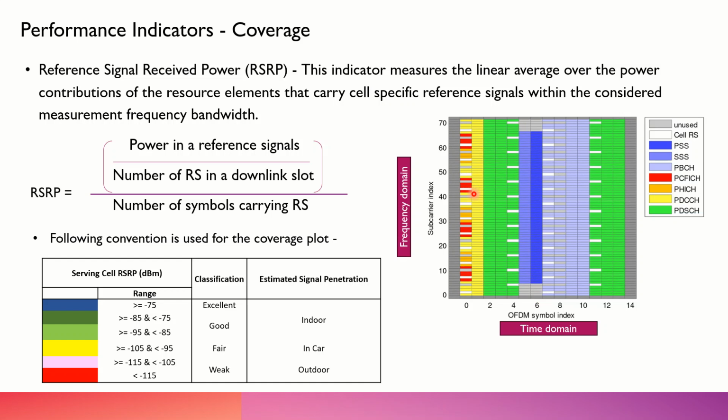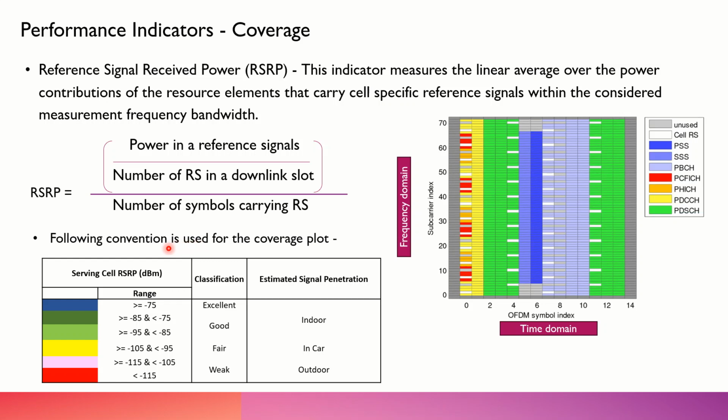We take the average of the power received by these reference signals, and then take the average across the number of symbols carrying them. We have two symbols, symbol 0 and symbol 4, carrying reference signals. So in a way, this is saying how the power for the reference signals is distributed across the time and frequency domain.